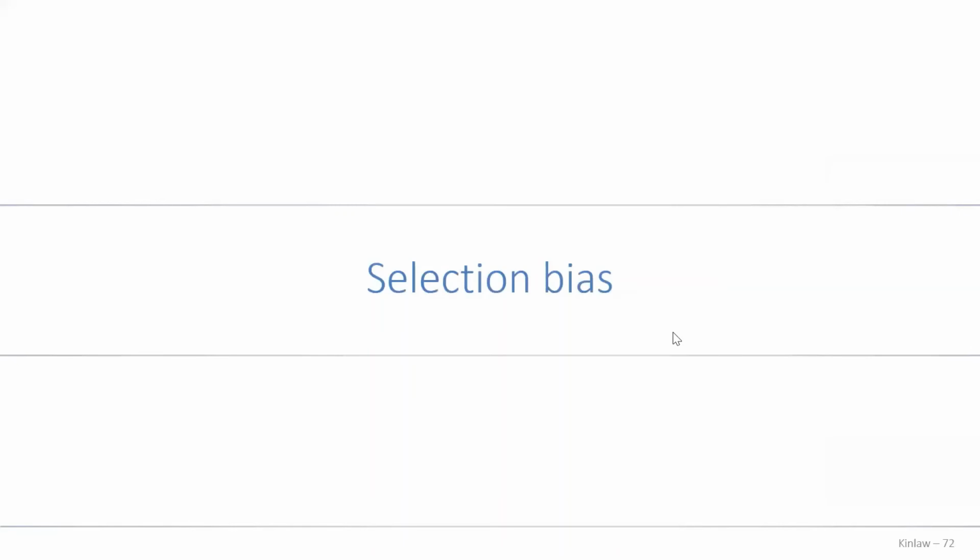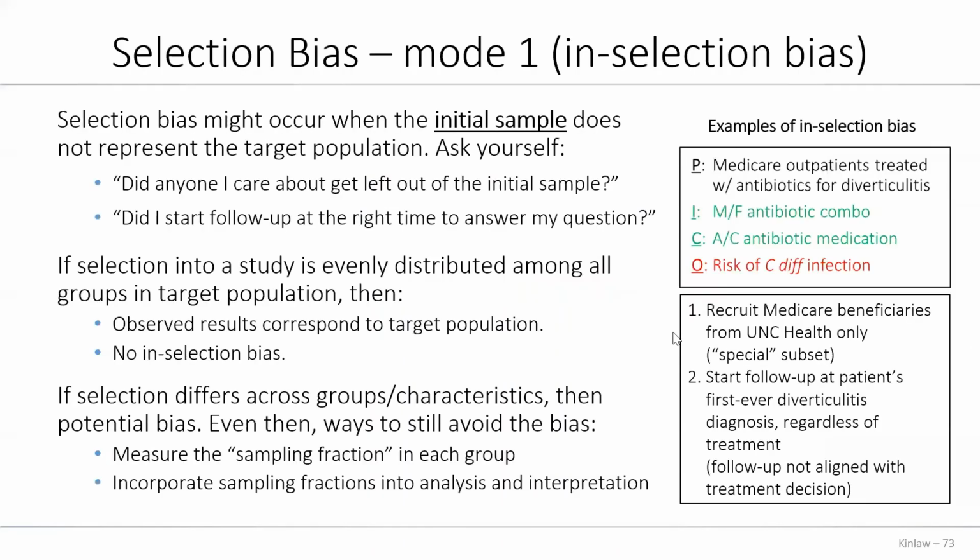The second main bias is selection bias. There are two main ways that selection bias can manifest. The first is through in-selection, where the sample of individuals that is studied does not represent the target population of interest. If the target population is specified and the study sample excludes certain groups, then the study may no longer be relevant to the target population.